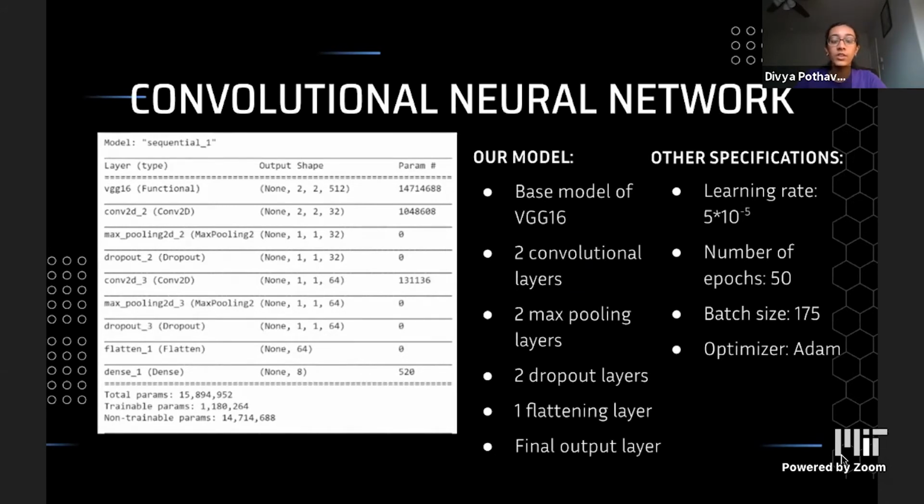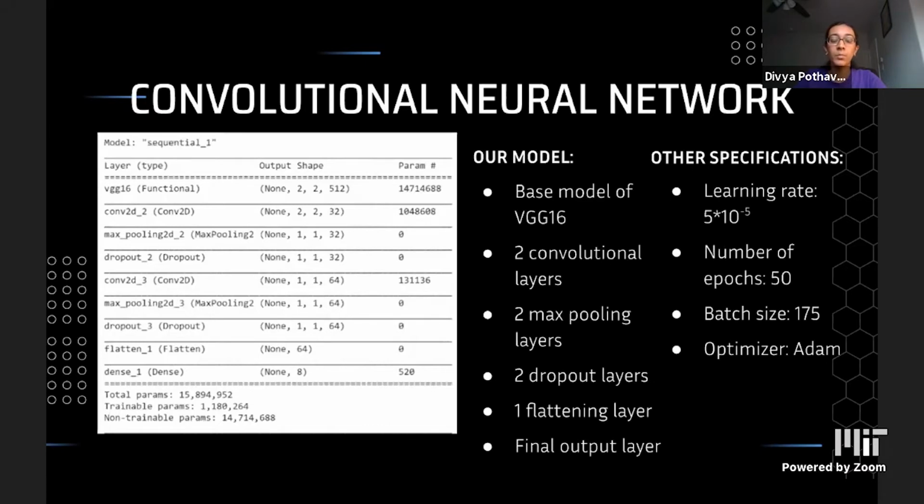So our model is something called a convolutional neural network, or CNN, and this is just a special type of neural network which has convolutional layers. We had a base model called VGG16, and this is a pre-trained model, meaning that it's already been tested on millions of image samples, making it a good baseline.